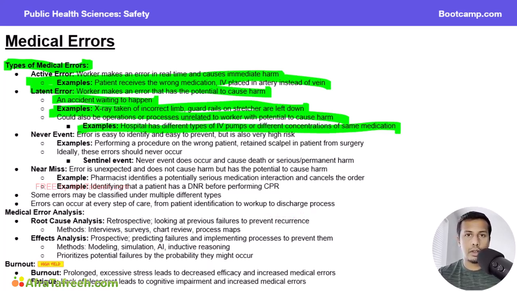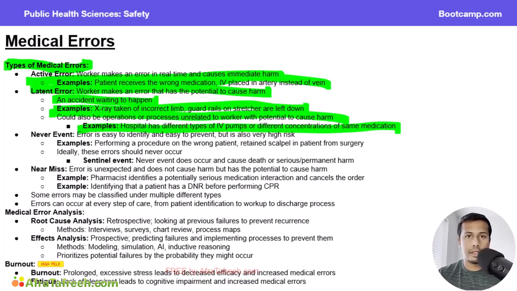These are things that aren't causing harm right now, but if a patient comes in and needs a medication that's placed on an IV pump and it's a different type of pump than the nurse has ever worked with before, that could seriously cause some harm if they're not programming it right, if there's issues with that. So the fact that the hospital has different types of IV pumps, that is an example of an operation or a process that is a latent error and that could cause harm down the road.